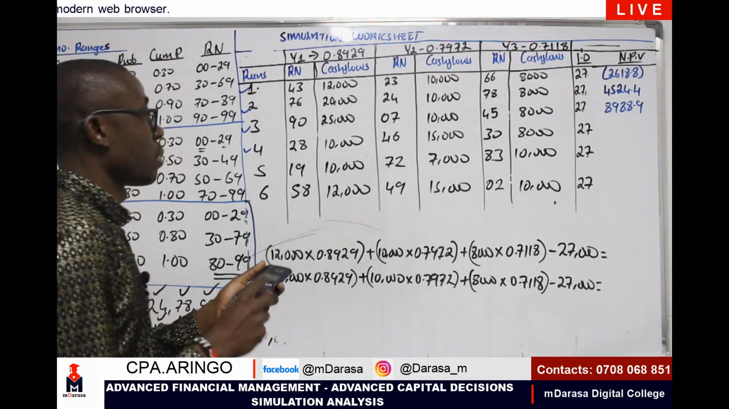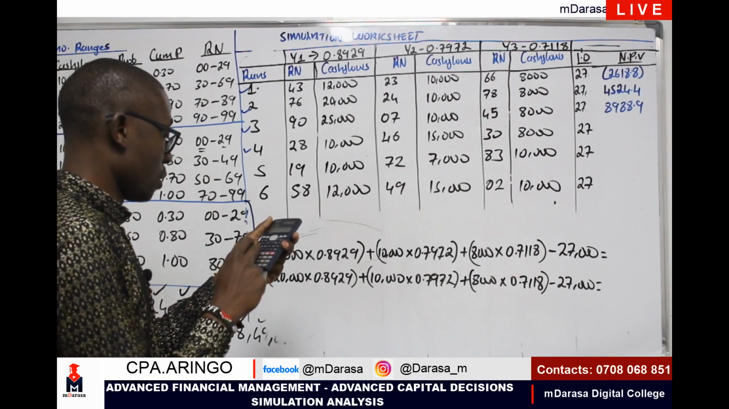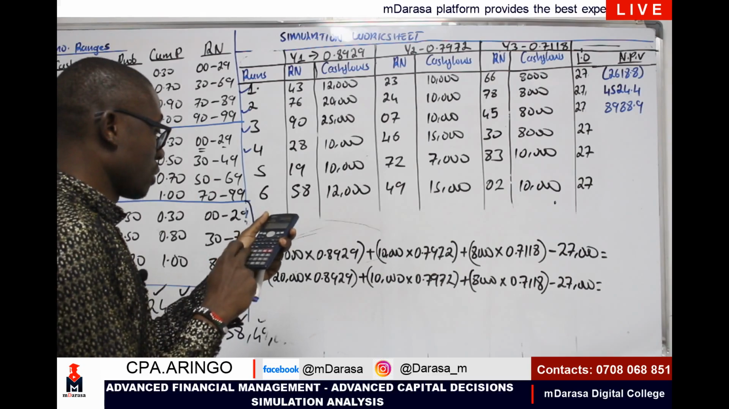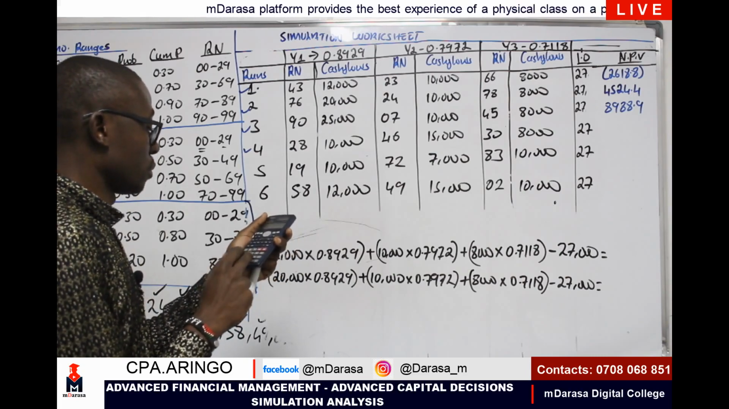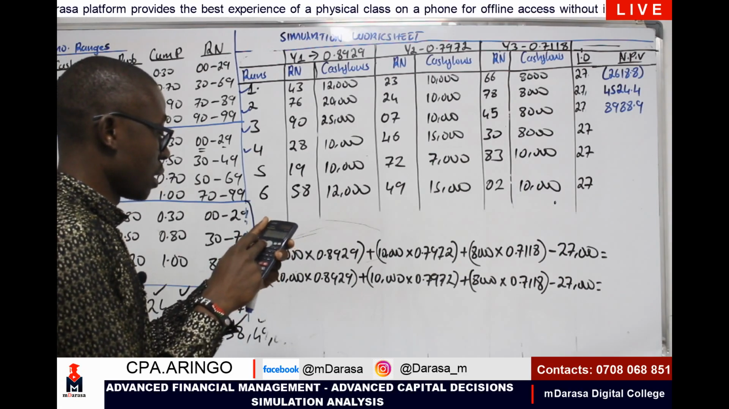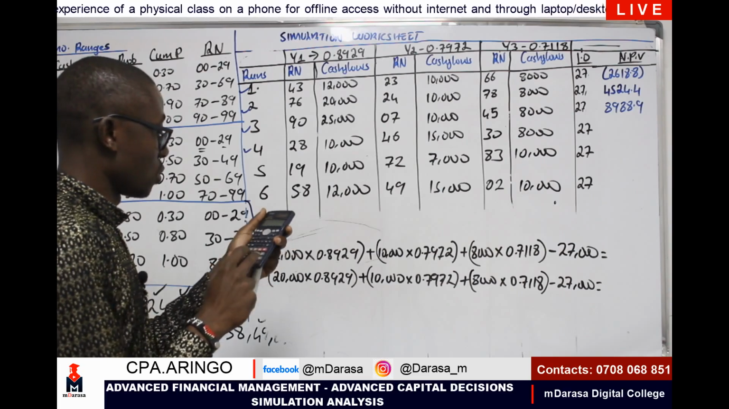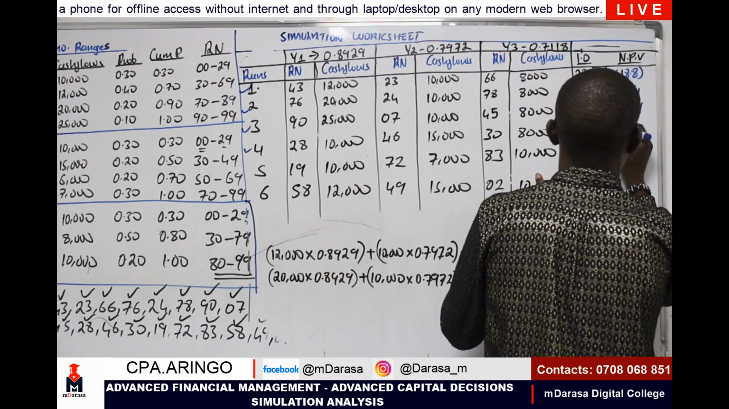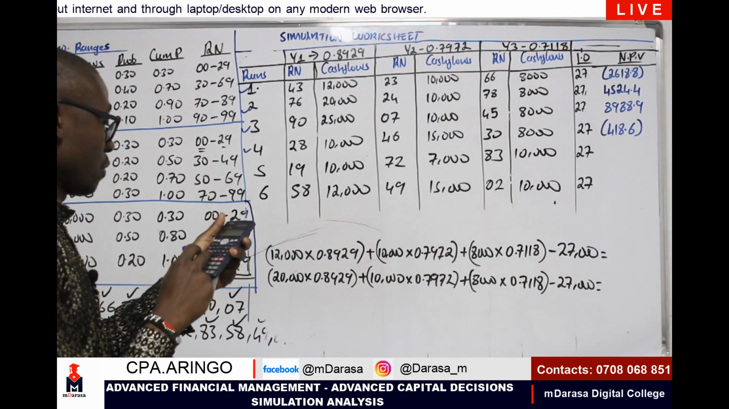The fourth run, the same procedure will apply. 10,000 times 0.8929. We add 15,000 by 0.7972. We are going to add 8,000 by 0.7118. So basically I'm having 8,000, 15,000, 10,000. Okay, minus 27,000. I'm getting negative 418.6. Kindly confirm.